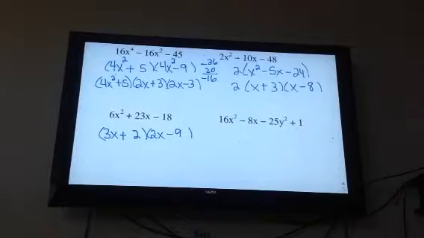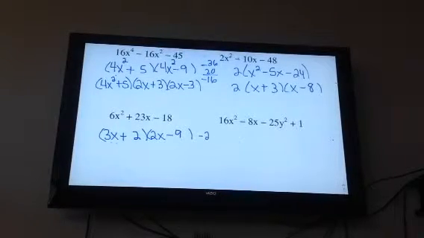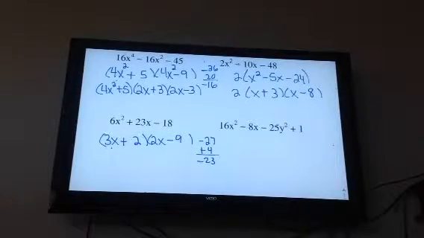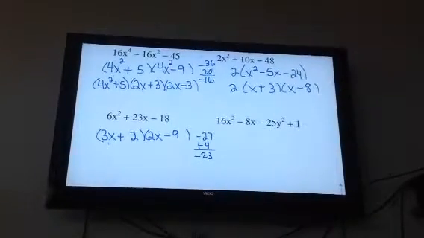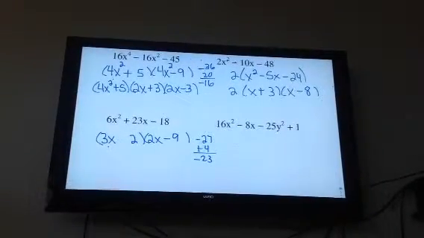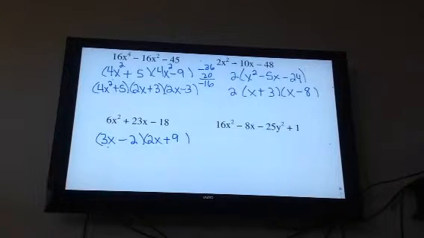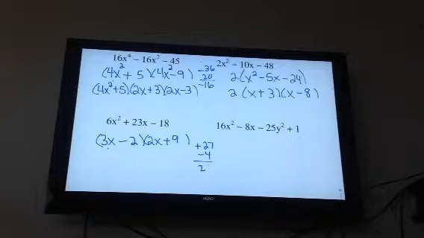I don't know if that works. So minus 27 plus 4 is a minus 23. So when you get the right number but the wrong sign, what do you do? Switch the signs, don't switch the numbers. And then we get positive 27 minus 4 gives me my positive 23.